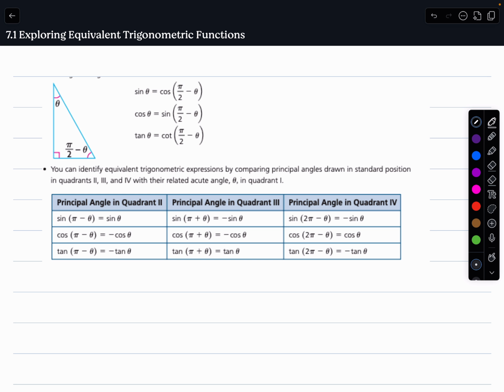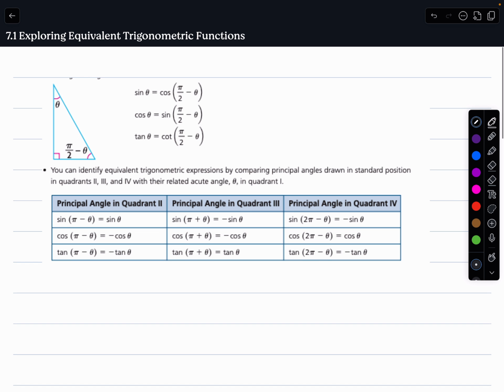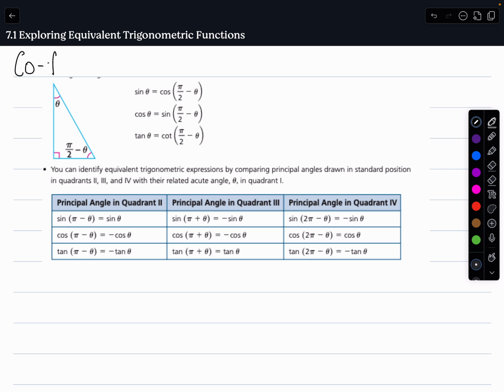So today, guys, we're going to be going over equivalent trigonometric functions. Now, these are actually called co-function identities. Okay, I'm going to explain what these co-function identities are. So co-function identities refer to the relationship between different angles in a right angle triangle.